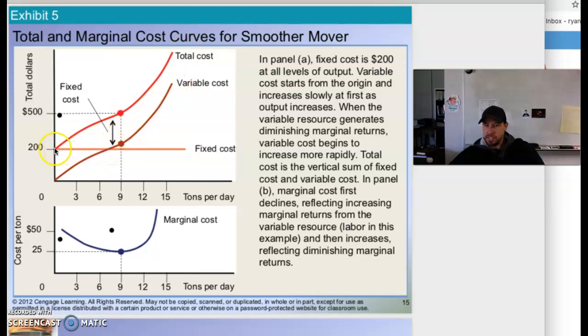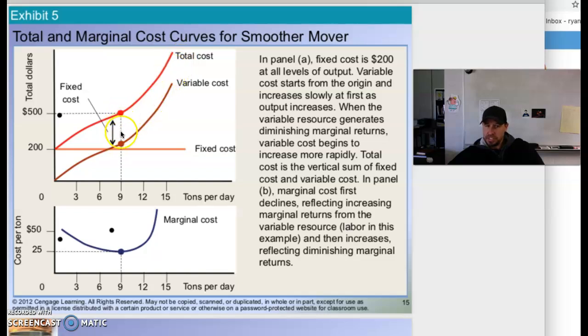Your fixed cost, remember, is never going to change. It's always going to be a flat line at whatever the fixed are. Your total cost curve will always start at the point where the fixed costs are, because it originates from the same spot as your fixed costs do. Your variable costs will always start at 0 at the origin, and they will increase at similar slopes and approach each other. They'll never hit each other.